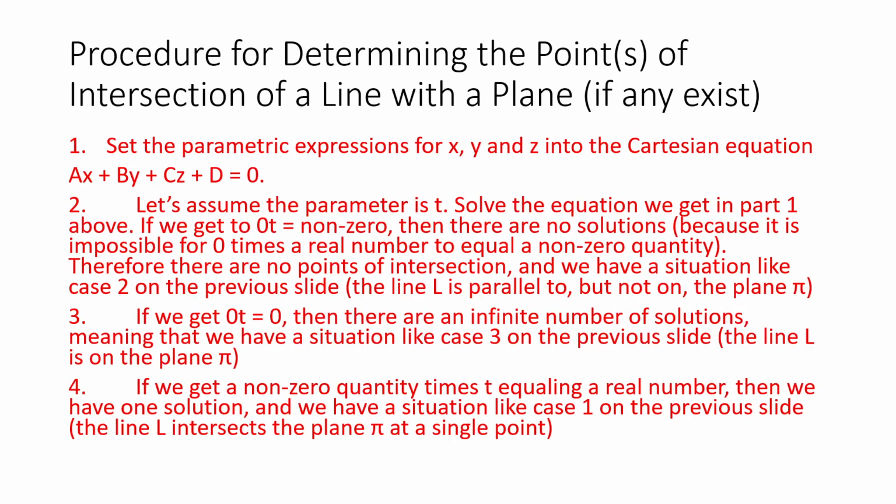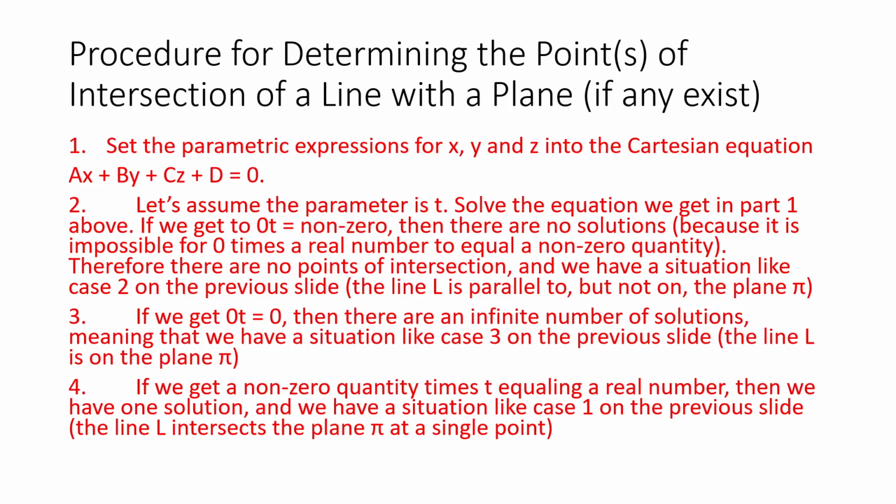So how do we determine which case we have? Well, we can follow this algorithm here. Set the parametric expressions for x, y, and z from the line into the Cartesian equation of the plane. Then let's assume for this discussion that the parameter we're using is t. We'll solve the equation that we get in part one when we set the parametric expressions of the line into the Cartesian equation of the plane.